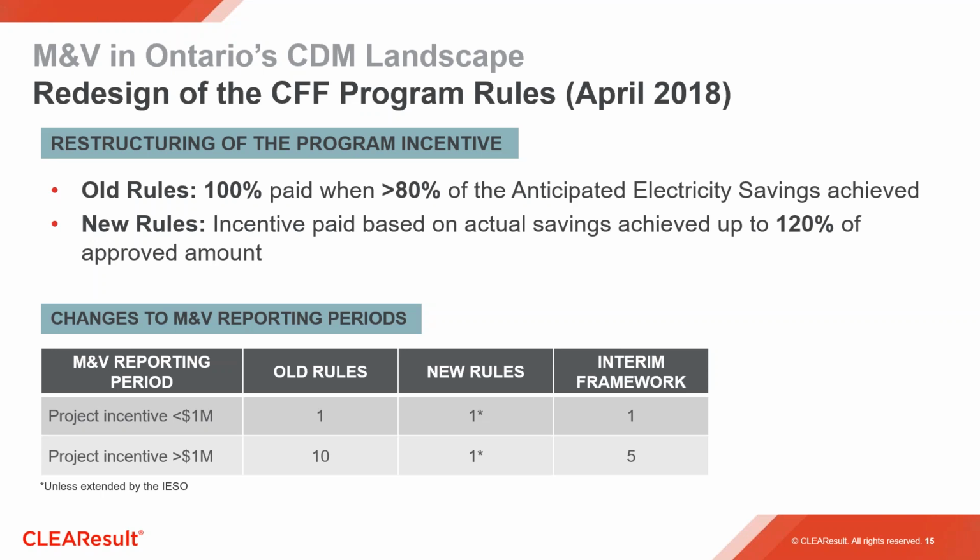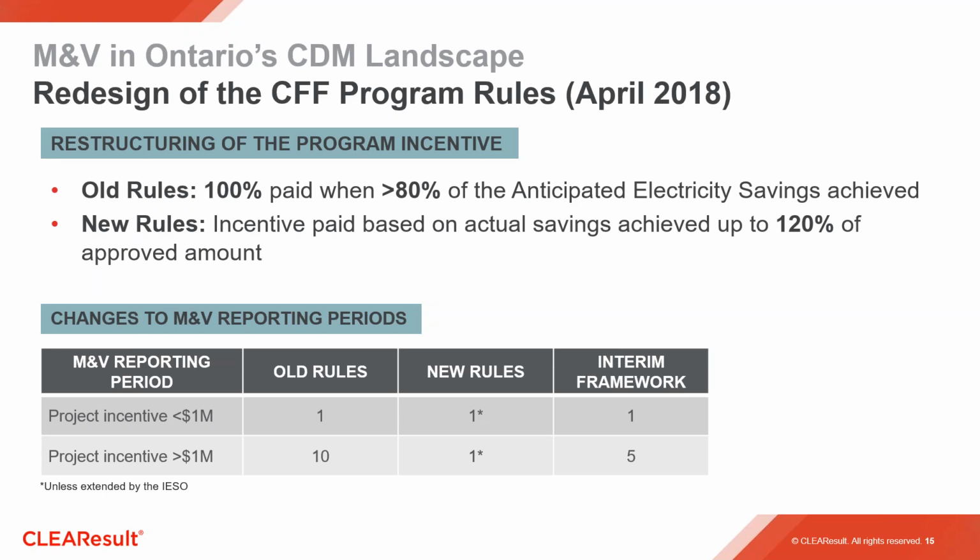The second change was changes to MMV reporting periods. Under the old rules, projects with an incentive of greater than $1 million had a reporting period of 10 years, which was considered quite long by some participants. Under the new rules after April 2018, the MMV reporting period was changed to 1 year for all sizes of projects, regardless of incentive size, unless extended by the IESO.